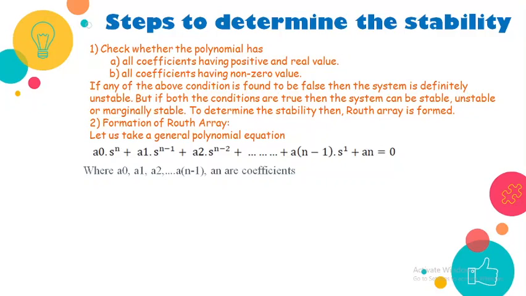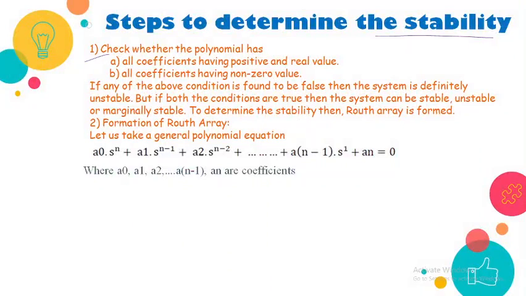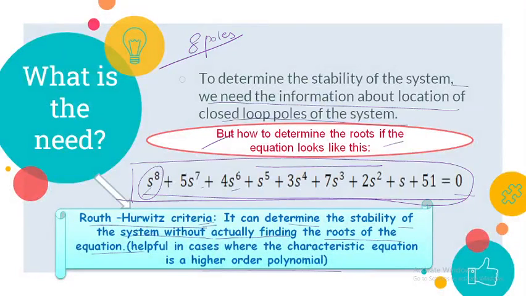So the steps to determine the stability using this Routh-Hurwitz criteria: first of all, here I have given the step. The first step is to check whether the polynomial, like you are given a polynomial here, is having all coefficients with positive and real value. You can see here that in the complete equation there is no negative coefficient.